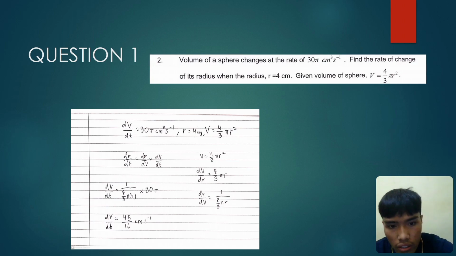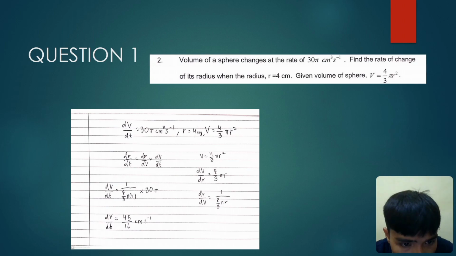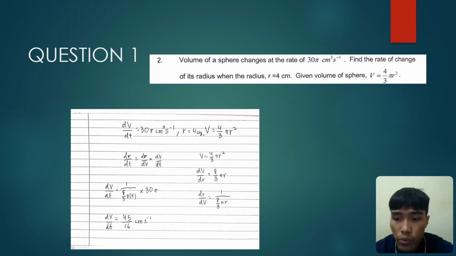Okay. Then we have dr/dV and we also have dV/dt. So we put it in the equation and we get dr/dt equals 1 over 4π(4)² times 30π. Why is it bracket 4? Because r is equal to 4. So we put it in already, times 30π. Using a calculator, we get the answer: dr/dt equals 15/32 cm s⁻¹.